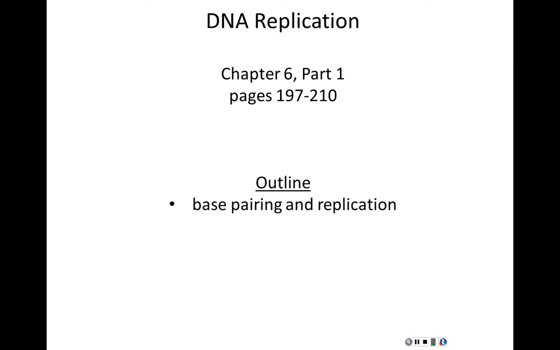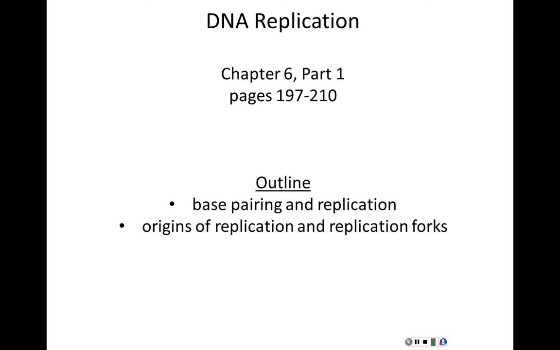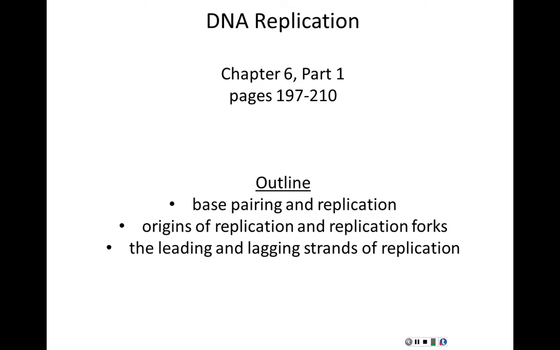Today we'll start off talking about base pairing. Yet again, we'll review the rules of base pairing and talk about how that's involved in replication explicitly. We'll define what an origin of replication is and talk a little bit about replication forks, what happens at replication forks and why they exist. We'll discuss and define the lagging strand and the leading strand of replication. We'll go over the very amazing process of proofreading during replication. The cell can actually recognize mistakes that it has made during DNA replication and then go back and fix those mistakes in real time. We'll discuss RNA primers and tell you why those are important.